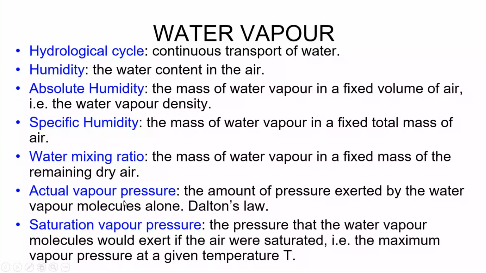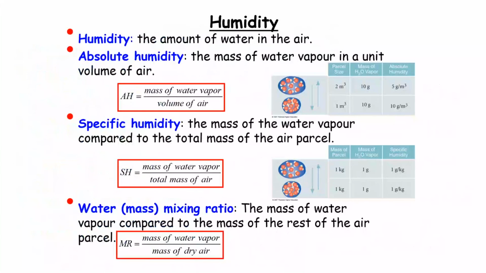Actual vapor pressure. This is the amount of pressure exerted by the water vapor molecules. Then saturation vapor pressure. This is the pressure exerted by the water vapor which is saturated at a given temperature.